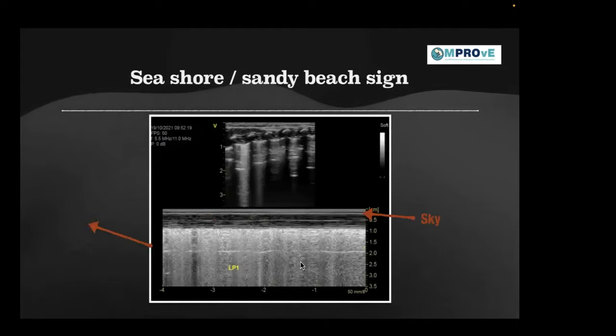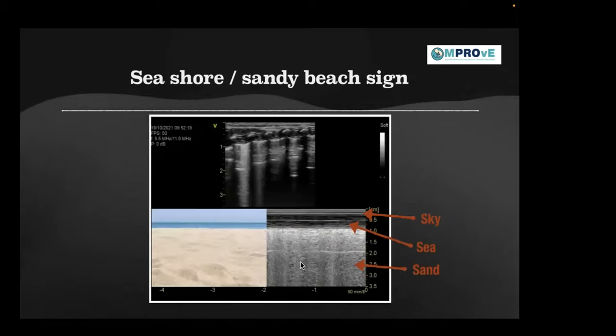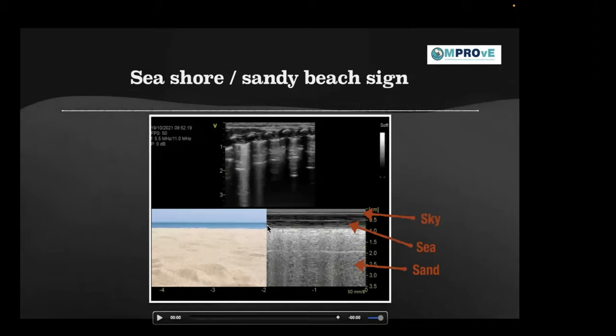So that's your sky. That's your sea. And this is your sandy beach. And this is what it looks like. So if you can imagine, that's the sandy beach sign.